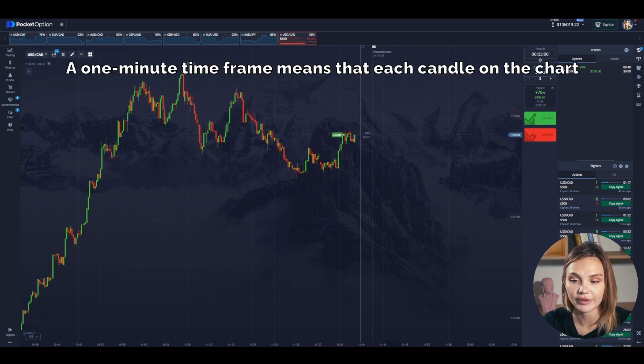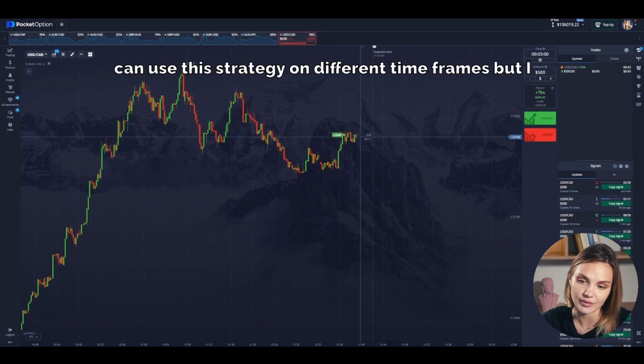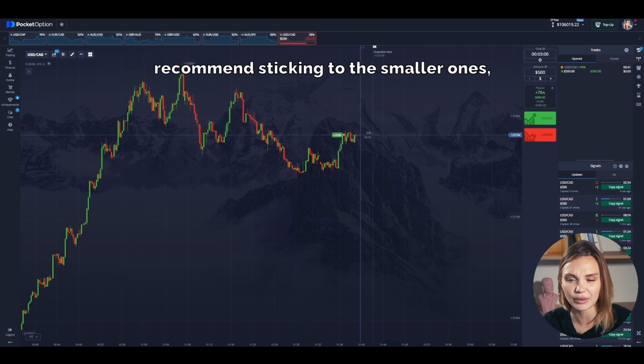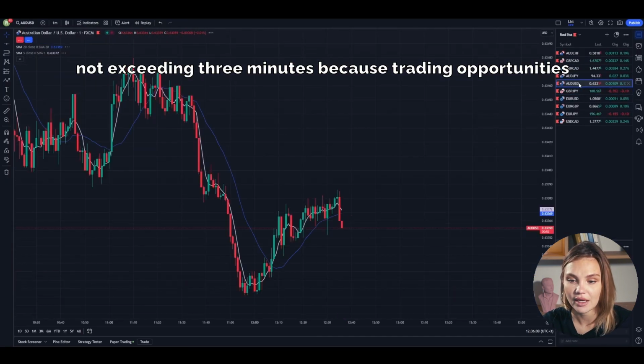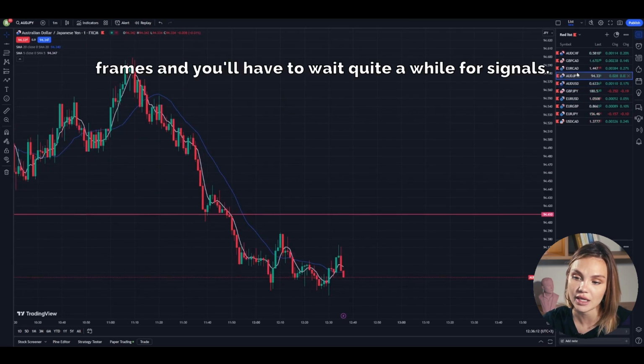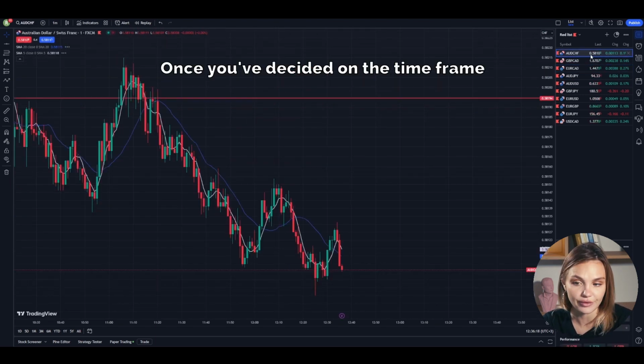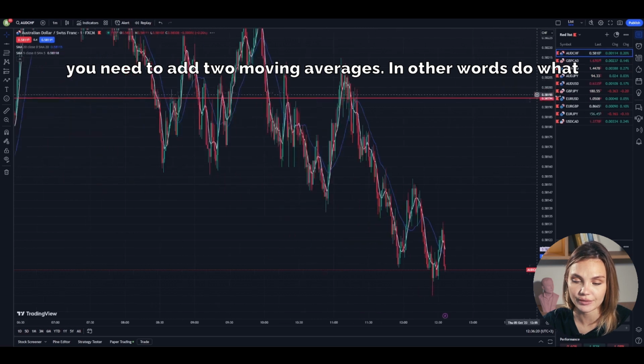A 1-minute time frame means that each candle on the chart represents 1 minute. As I mentioned, you can use this strategy on different time frames, but I recommend sticking to the smaller ones, not exceeding 3 minutes, because trading opportunities will be scarcer on longer time frames, and you'll have to wait quite a while for signals. Once you've decided on the time frame, you need to add two moving averages.